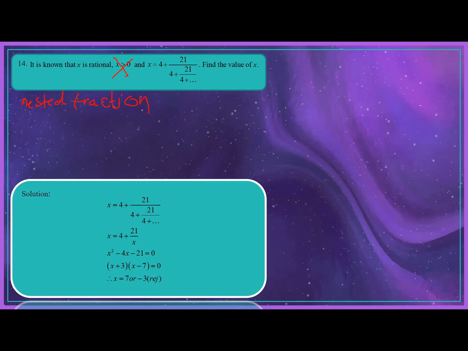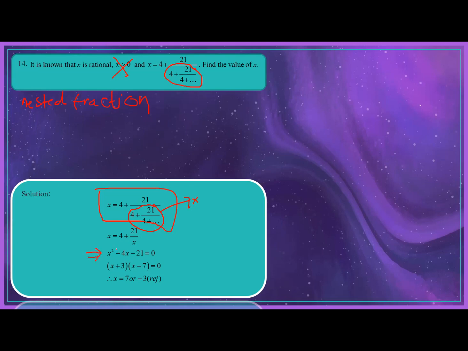Earlier we had a nested radical, right? Same concept, but the first one is a radical and the second one is a fraction. Basically it repeats here. This is the given, and it repeats here, in the denominator of 21. So that's our x also. So you solve for x normally.